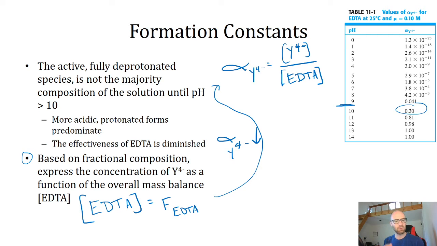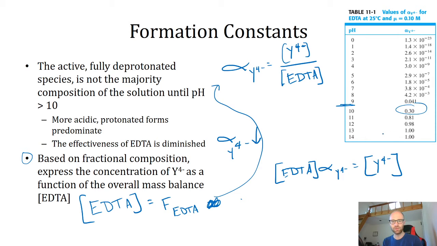You might not get what I'm going for with this, but it's actually pretty neat once we get to where we're going. I'm going to rewrite this. Another way to say this is that at any given time, if you take the total EDTA and multiply by the fraction that's in the Y4 minus form, you would get the Y4 minus concentration.